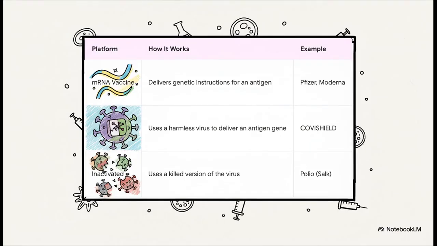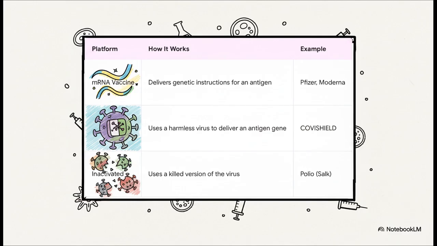Our number one weapon, of course, is vaccination, and the science here is just amazing. We have a whole arsenal of strategies. You've got the classic approach, show the immune system a killed or inactivated version of the virus so it knows what the bad guy looks like. Then there's the newer tech, viral vector vaccines, which basically use a harmless virus as a delivery truck to drop off a single piece of the target virus.